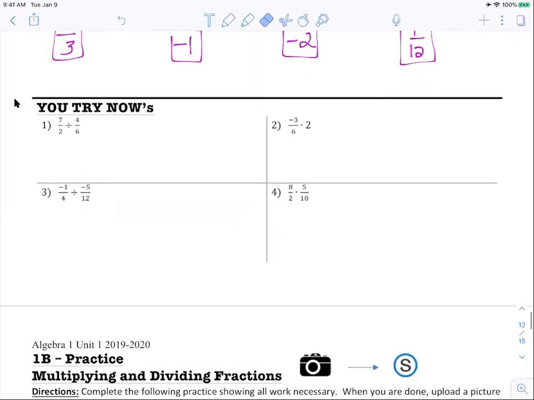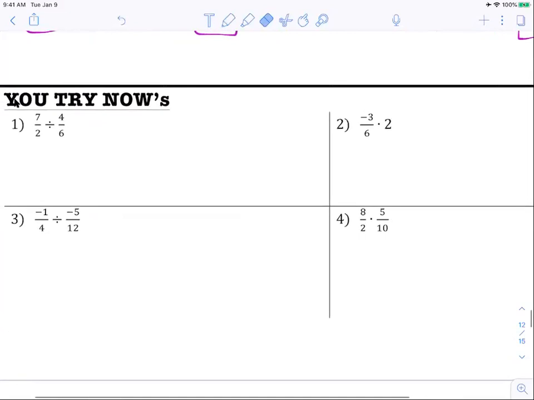Now, if you could take a moment, I'm going to have you go down to the bottom and try examples 1, 2, 3, and 4. Good luck. And again, pause the video right now.